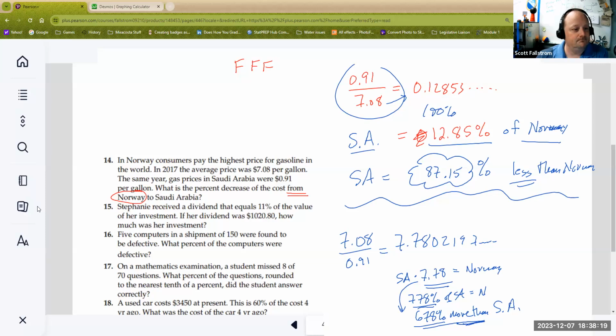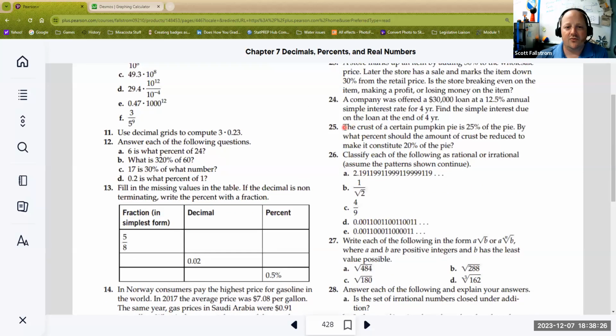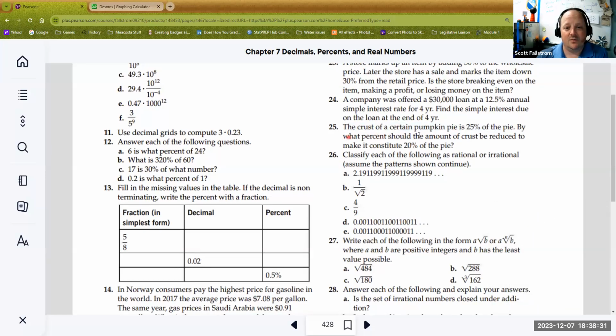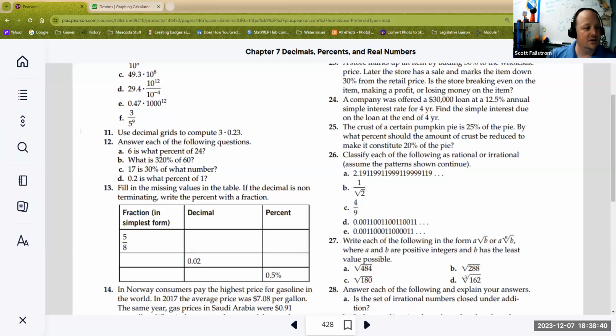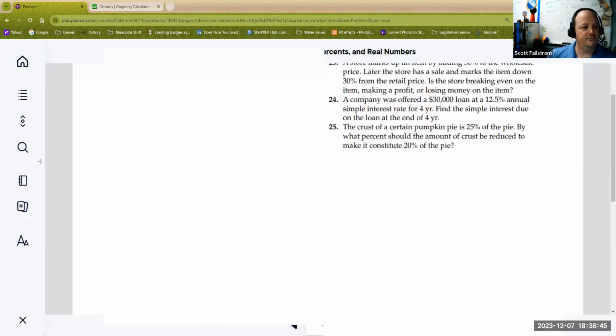There we go. Clearing all the drawings. Last one says 25. The crust on a pumpkin pie is 25% of the pie. By what percent should it be reduced to make it constitute 20% of the pie? All right, well, don't fight it, just write it. Love it. Pumpkin pie, I always get the Costco one because it's like $6 and it's like 400 pounds of pie.